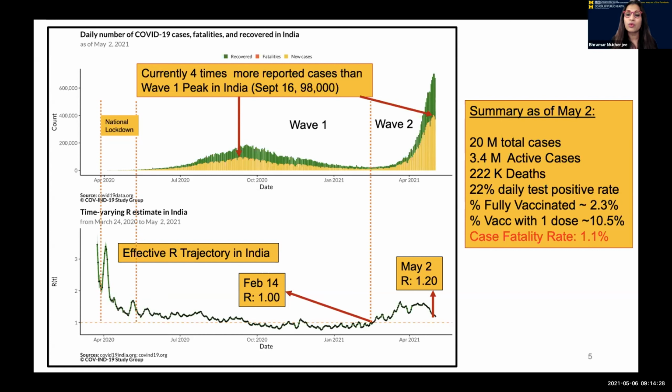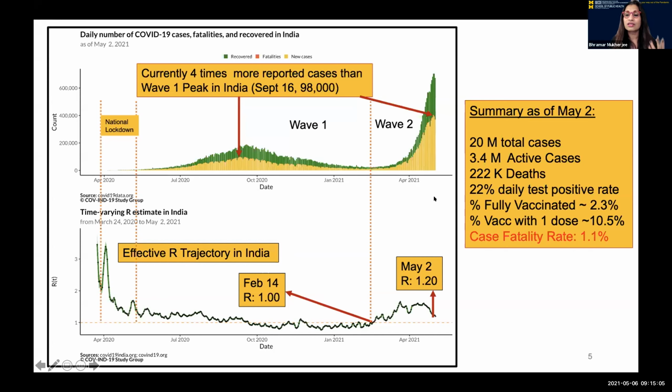So when I define wave 1 and wave 2, I'm going to take a very mathematical definition of it, and if people can argue, I'll define wave 2 to be starting on Valentine's Day, February 14, 2021, when we first saw that after the effective reproduction curve staying below unity for a long time, it crossed 1 again. And you can see this is the part where it went up to 1.6 at one point of time, and then it's coming down again.